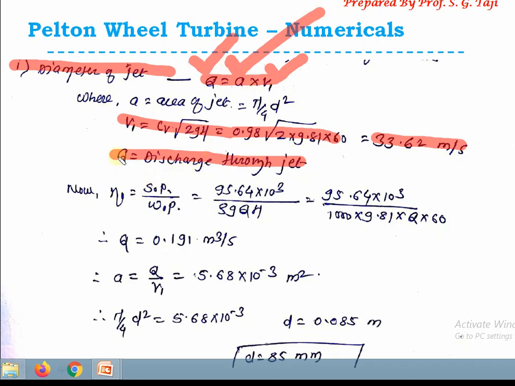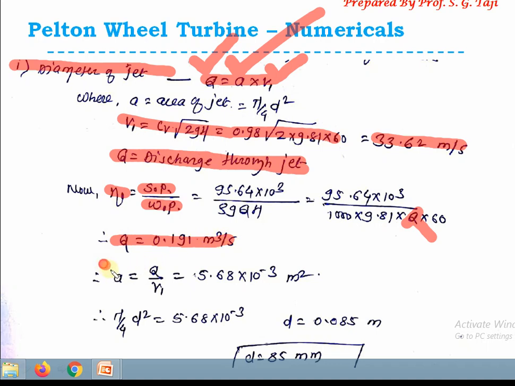So for that single jet, first find out the Q, and we are going to assume that the whole water is flowing through a single jet. So here calculate Q by using the overall efficiency equation, which is given by P shaft power upon water power, rho g QH. Just put the values of all the respective variables and calculate this Q. What you are getting here is Q equal to 0.191 meter cube per second.